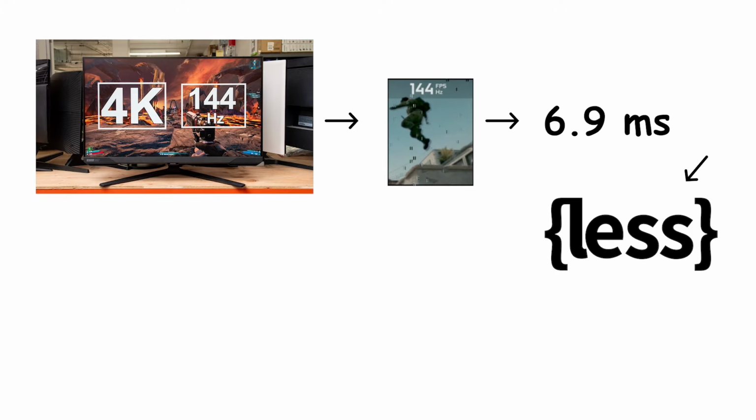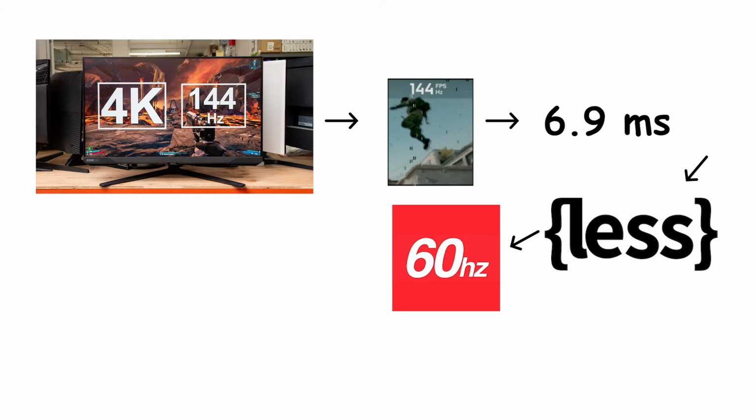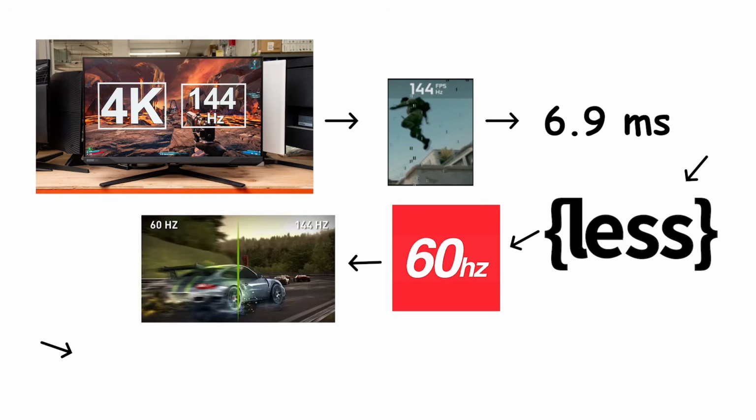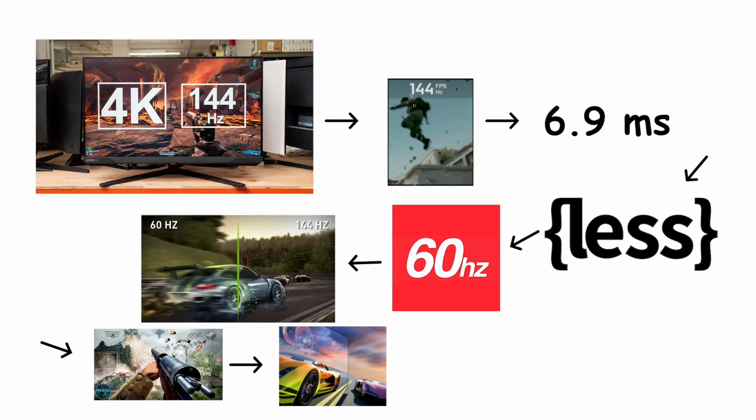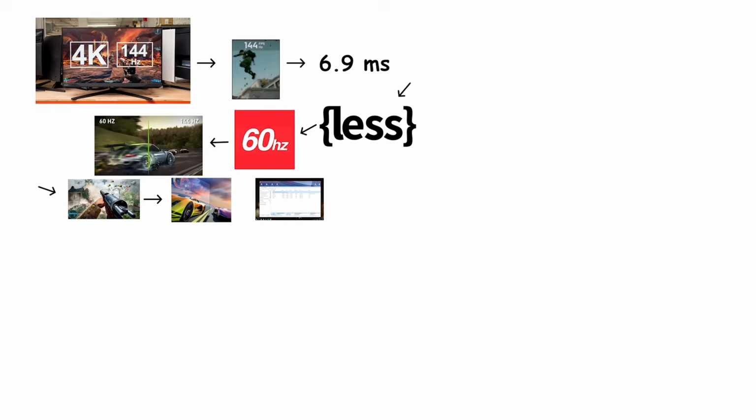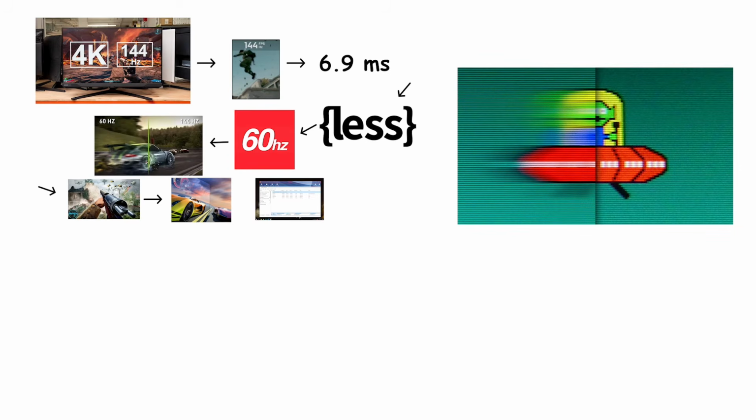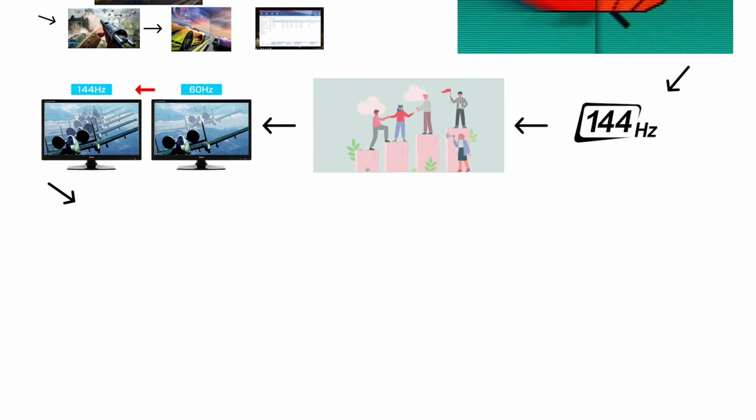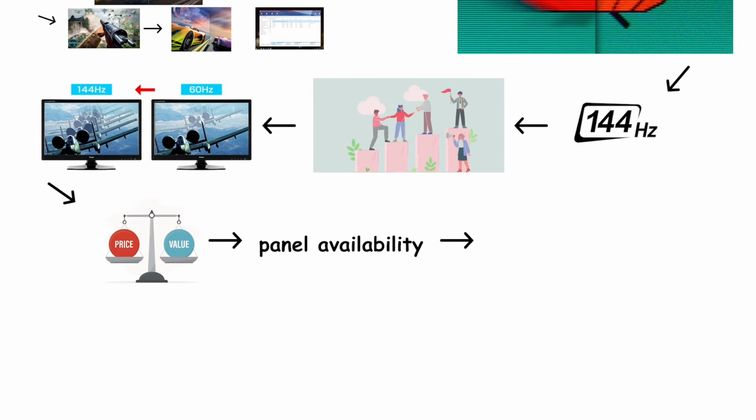That is less than half the persistence time of 60 Hz, which makes fast motion feel much sharper and cleaner. The effect is immediately visible in first-person shooters, racing games, or even just dragging windows around. Everything snaps to motion, instead of smearing across the screen. The 144 Hz tier became the de facto gaming standard because it balanced cost, panel availability, and performance.